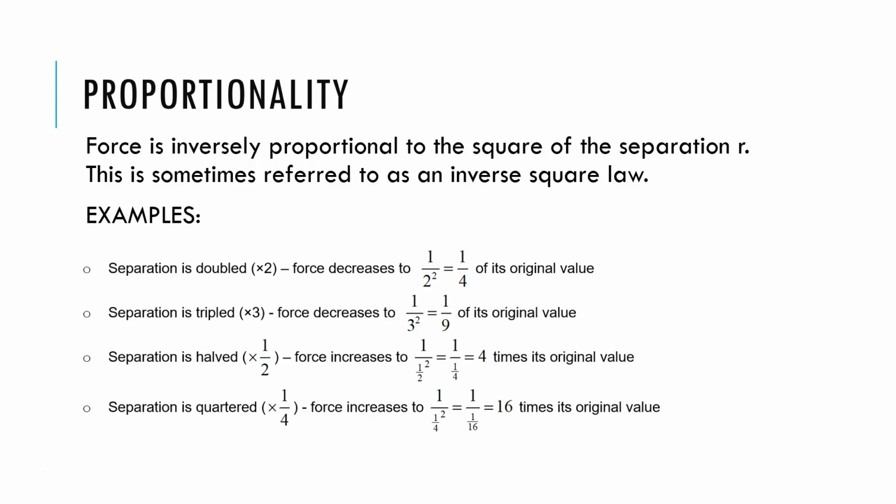All right, so if you double the separation, make it 2 times larger, then the force, as you can see here, decreases to 1 over 2 squared, remember it's r squared, 1 over 2 squared, which is 1/4 of its original value. If you triple the separation, if you make it 3 times bigger, then your force will decrease to 1 over 3 squared, or 1/9 of its original value.